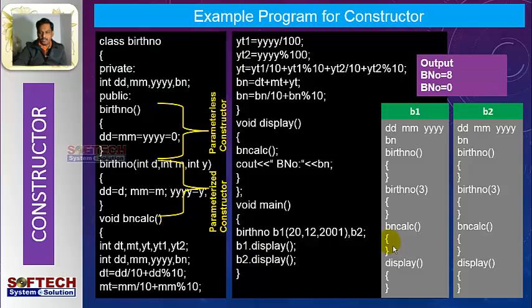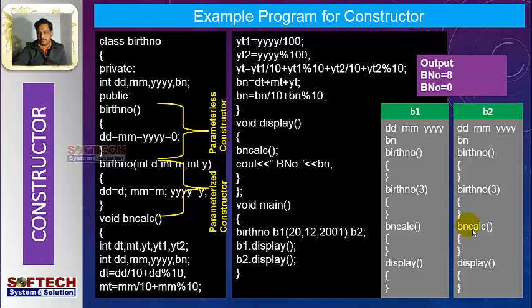Then b2 is also an object, but b2 does not have any arguments, so it automatically calls the zero argument constructor, that is the parameterless constructor function of b2. So what is the definition of the zero argument constructor function? dd, mm, yy equal to 0. So all values are 0.